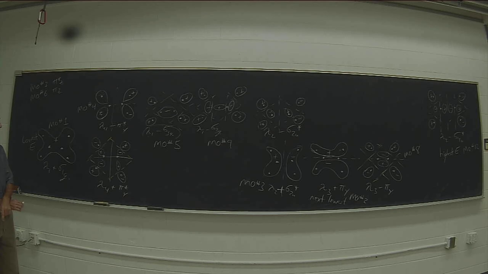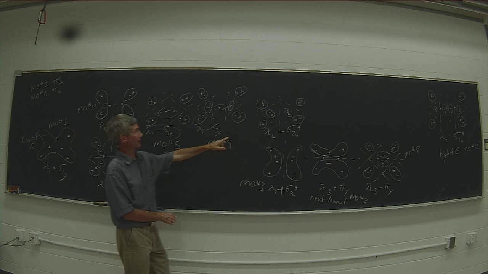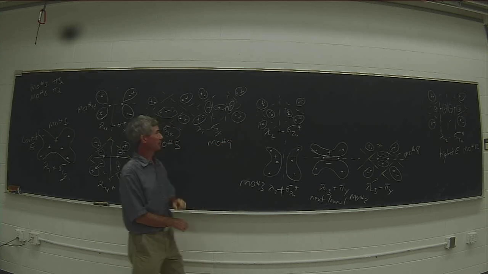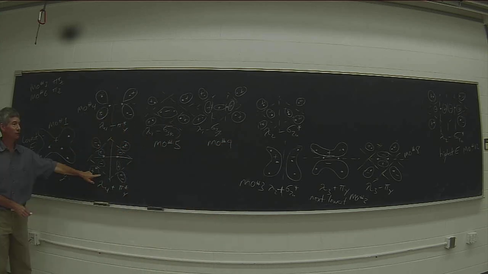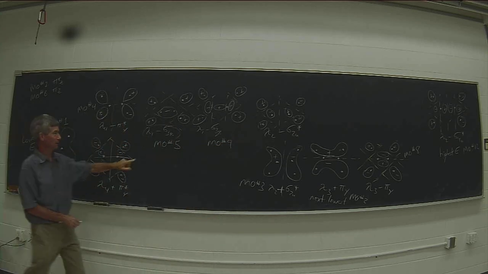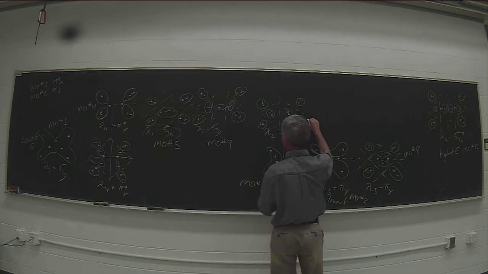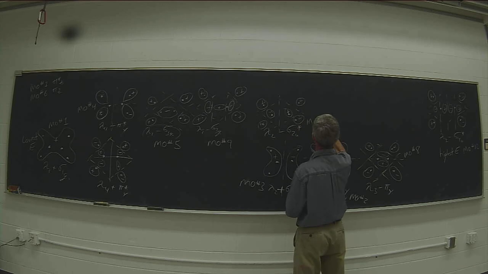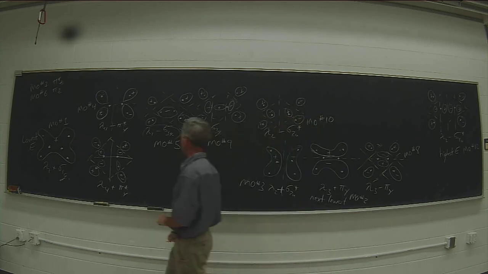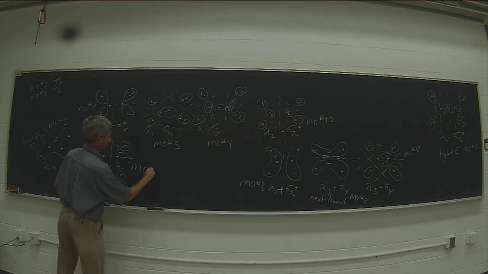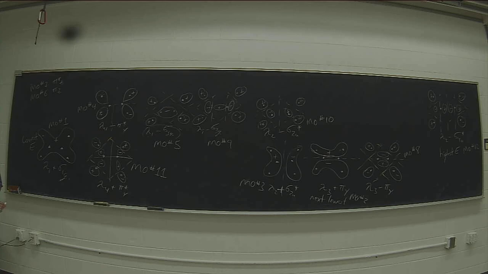This one actually has 8 separate lobes. This one only has 6 separate lobes, which means there's an additional node here that isn't present in this one. So that's molecular orbital number 10. This one's molecular orbital number 11.